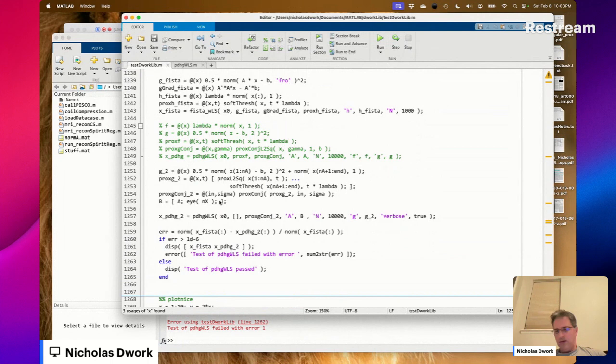Okay. We've got a simple test that we can try to use to debug this thing, which is what we'll do next time.